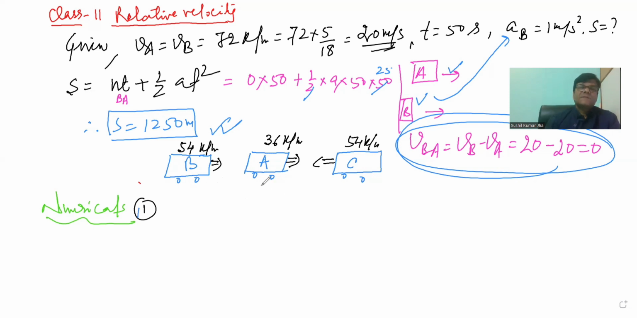If the original distance between them, either between AB or AC, is 1000 meter, then the driver of B decides to overtake A, this B. Now B is trying to overtake A before C does. What minimum acceleration of the car B is required to avoid the collision?